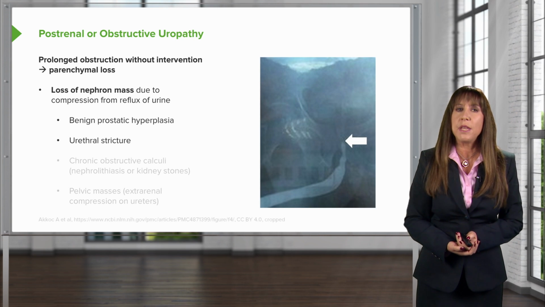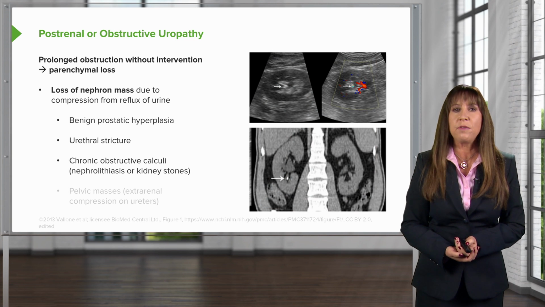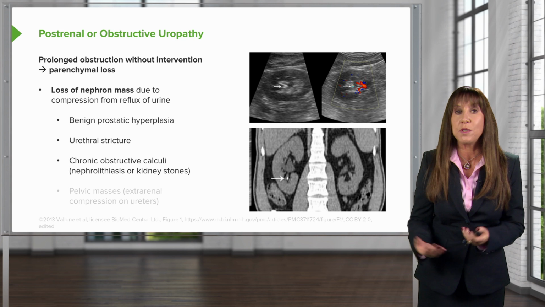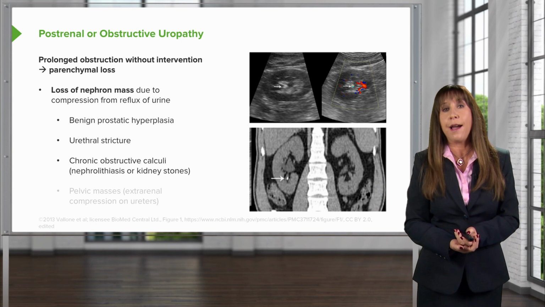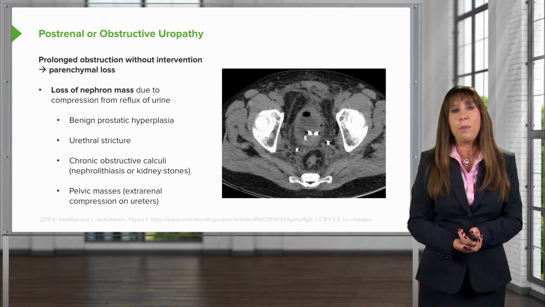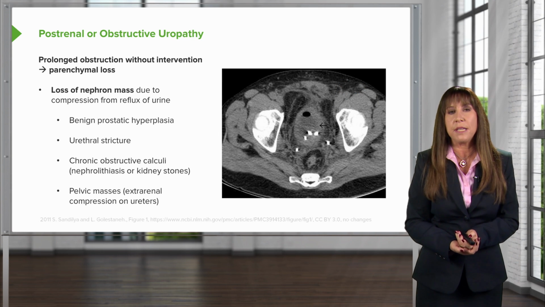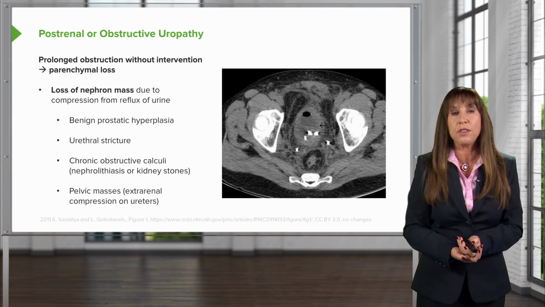It's going to include things like urethral strictures, chronic obstructive calculi, nephrolithiasis or stones, in particular these big staghorn calculi that take up the entire renal pelvis, or pelvic masses that can cause either intra- or extrarenal compression of the ureters.